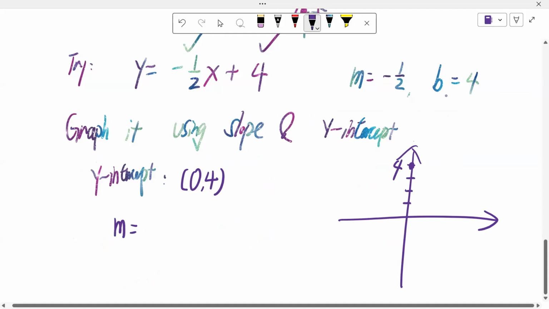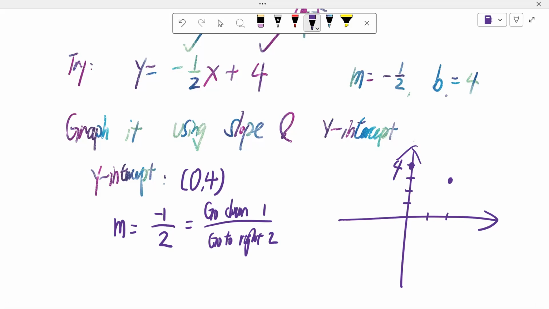The slope is -1/2, so we can put a -1 on top, right? And -1 on top means go down 1 unit, and go to the right 2 units. So you go down 1 unit, stop here, and then go to the right 2 units. 1, 2, right there. Go down 1, go to the right 2 units, and we get the second point. If you want to label that, it will be (2, 3).